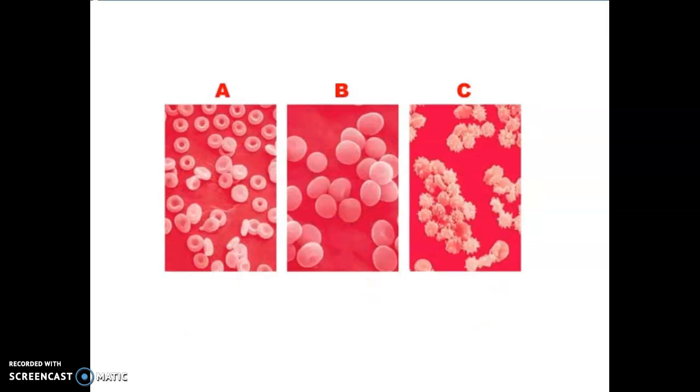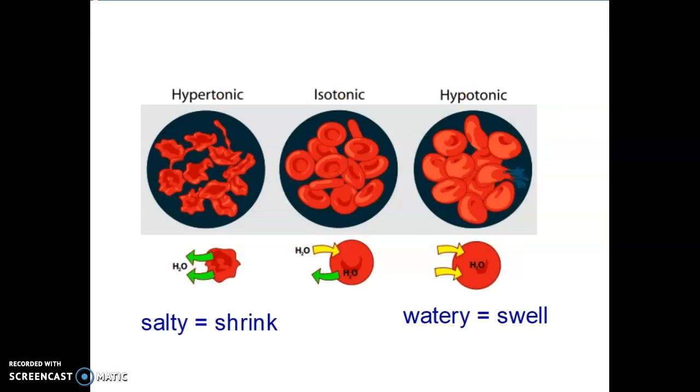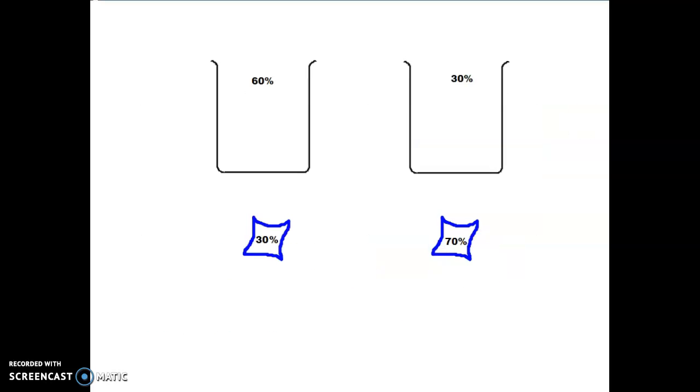So if we look at these red blood cells here, this is under normal conditions. These have swollen up. So what kind of condition would they be put in? Fresh water, that's right. And then these have shriveled all up. So what kind of condition have they been put in? Probably salty water. All right, so let's just use these examples and then we'll stop for the day.